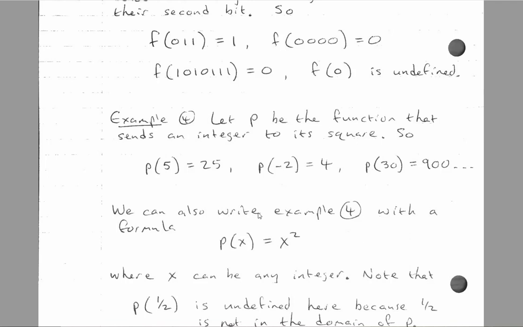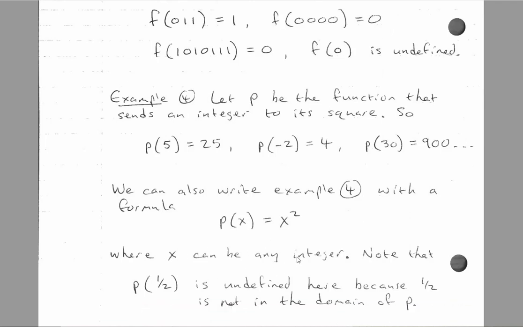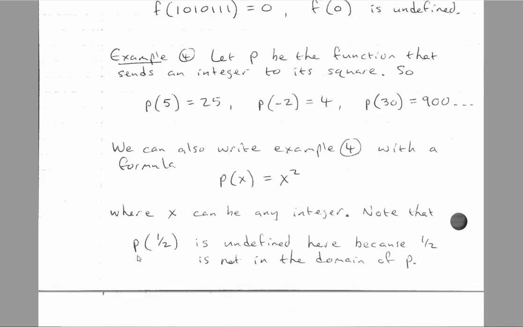Here it is in words. Of course, you could write a formula. P of x is equal to x squared, where x can be any integer. So the domain of this function is the set of integers. For this example, p of 1/2 is undefined because 1/2 is not an integer, so we'll get another error message here.